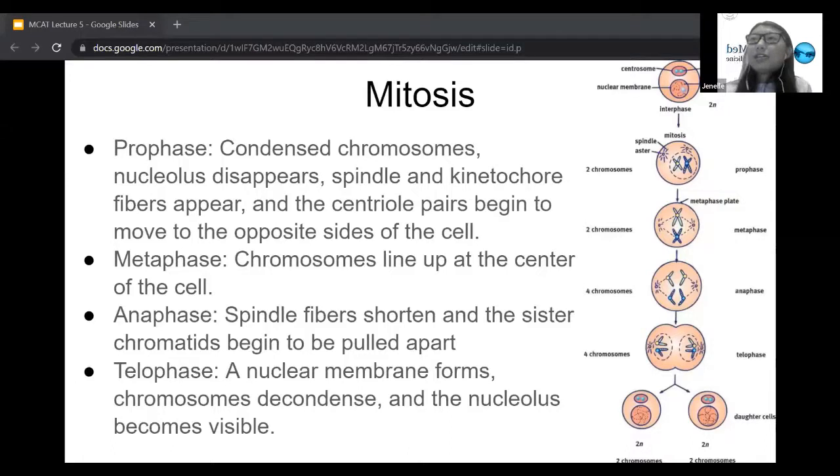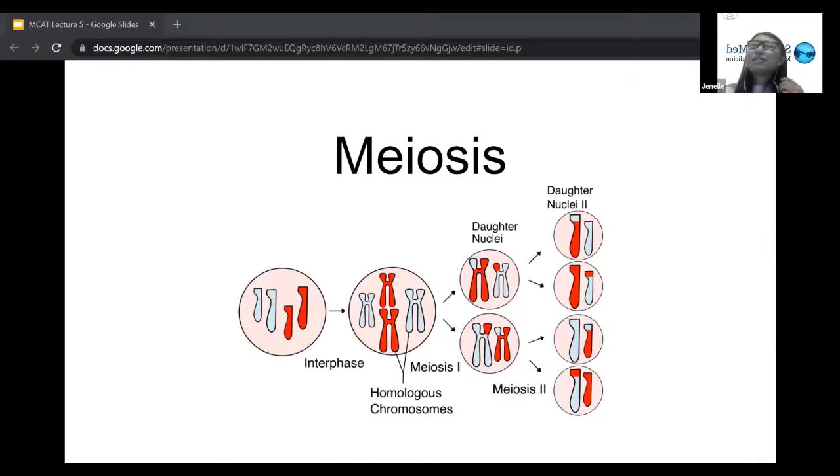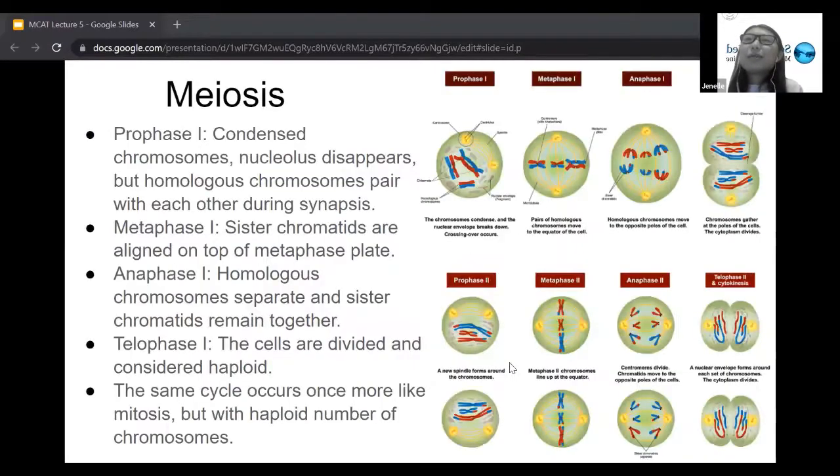So next we're going to go into another process of division, which is meiosis. And you can see I have a mini diagram here as well. But meiosis is a little more complicated. It's slightly different, but I would say several of the phases occur in a similar manner, not exactly identical. I'll go into each of the phases here.